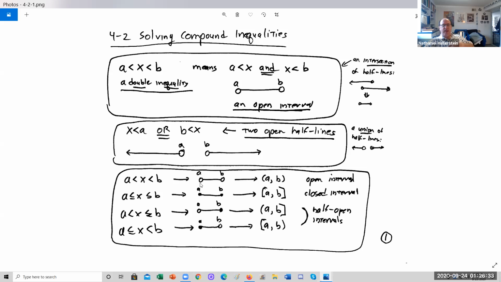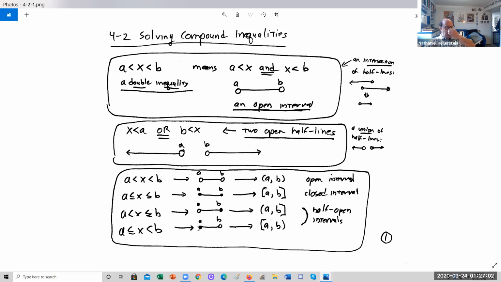A less than X less than B includes everything strictly between A and B, but not equal to either. And this is denoted round bracket A to B round bracket. That's called an open interval, one that doesn't include either endpoint. If it's A less than or equal to X less than or equal to B, then it's this closed interval between A and B, including the endpoints. That's denoted with square bracket A to B square bracket.